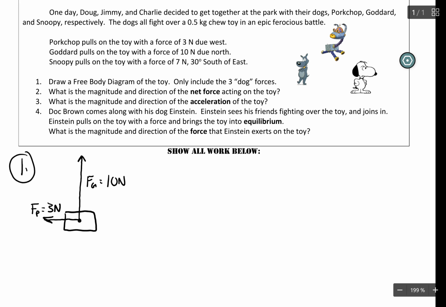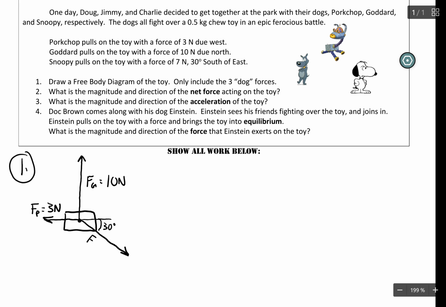Snoopy is pulling on the toy with a force of 7 newtons, 30 degrees south of east. So first you have to find where is east. East is going in this direction. We'll draw it out like this. And we want to go 30 degrees south of east, 30 degrees below the eastern direction. If we had a protractor, it might look something like this. Again, you want to keep it somewhat to scale. It's somewhere in between here, maybe. And this is 30 degrees right here.